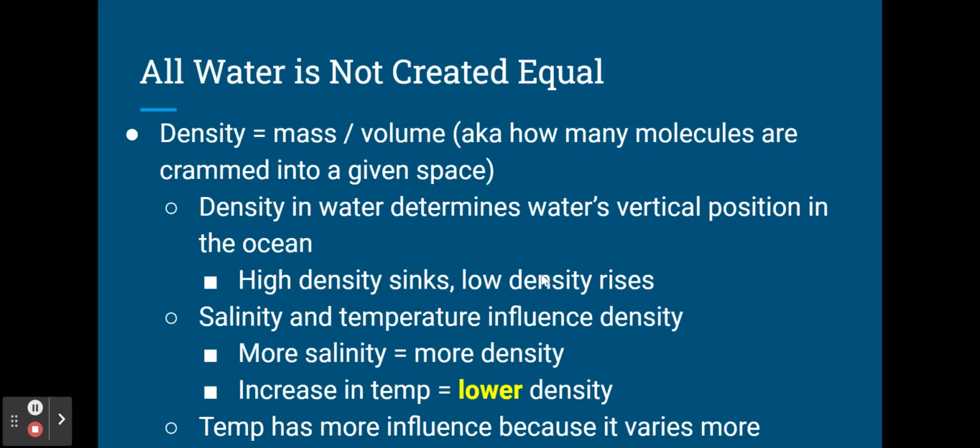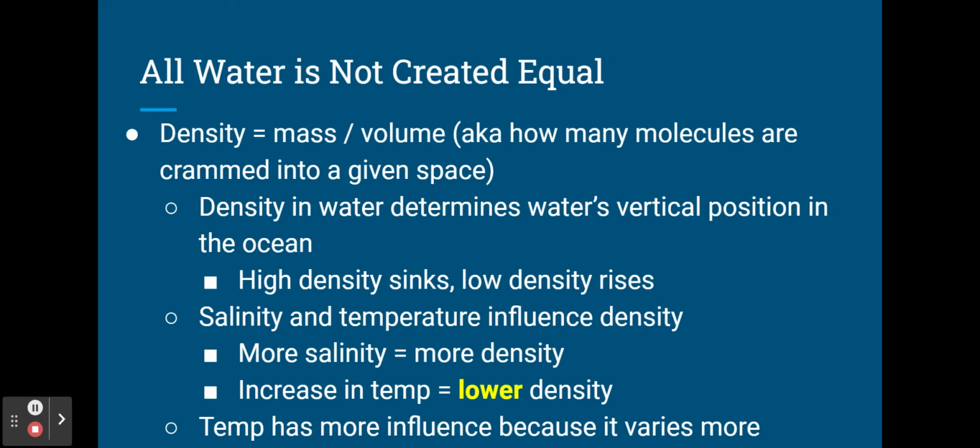Now, the density. Density is a concept where you take mass and divide by volume. It's basically how many molecules are crammed into a given space. Gas is not very dense at all. It has very low density because you've got a lot of molecules spread evenly apart from each other, and they're not super crammed in. High density is like a bunch of people crammed into a subway car. It's like lots of people, not a lot of room. You're like, shove, shove, shove, because you don't have a lot of space. And that tends to be like solid ice, for example, which has very high density.